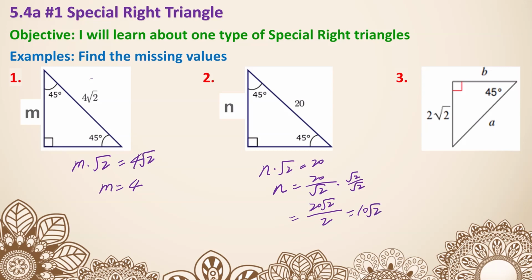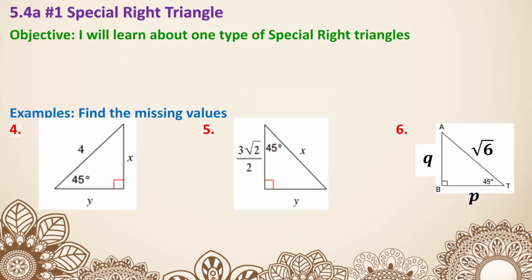Next, this time you're given the leg. So B has to be the same since they're all 45-45-90 triangles. And A is going to be 2 square root of 2 times another square root of 2. So 2 times 2 is a 4. That's 3.